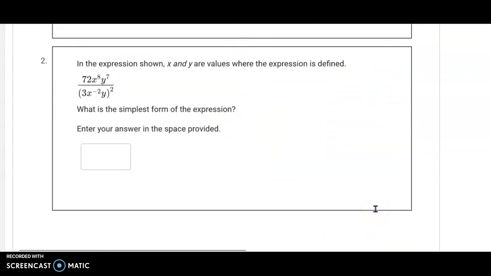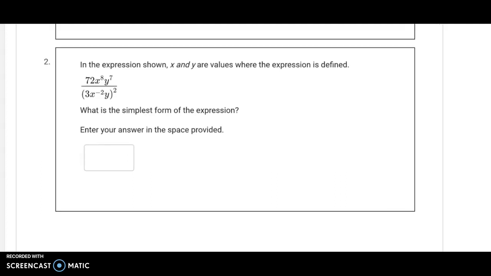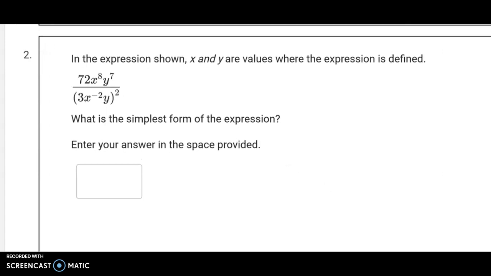Take a moment, pause the video, and try number 2. Okay. In number 2, we have several rules we need to look at. One of them being that if you have an exponent on the outside of the parentheses, okay? So that rule states a to the m raised to the n is equal to a to the mn, which means that you're multiplying the m and the n together, multiplying the exponents.